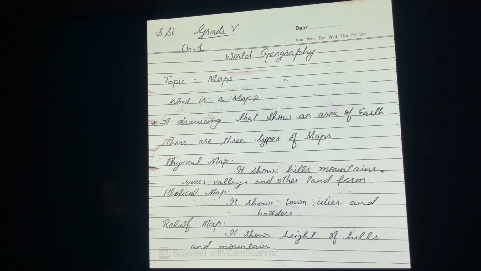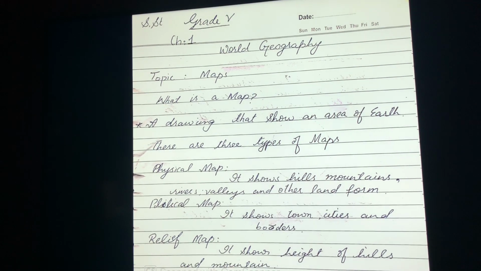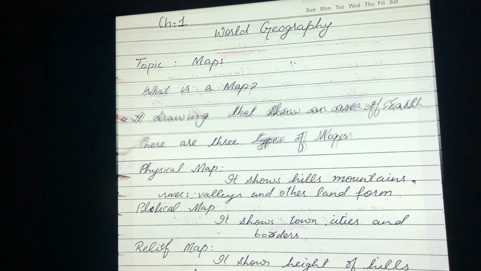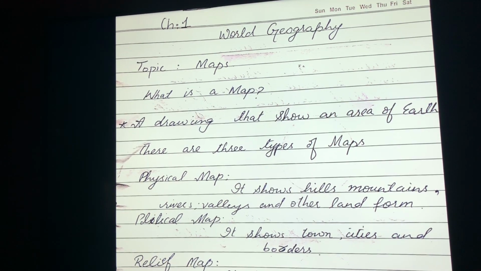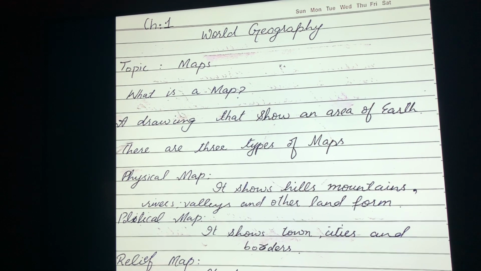So the topic is grade 5 SST maps. First, when you study the whole lesson, there will be some questions. So I have made some questions that will help you out in doing it. What is a map? As you can see on the LCD, a map is a drawing that shows an area of Earth.